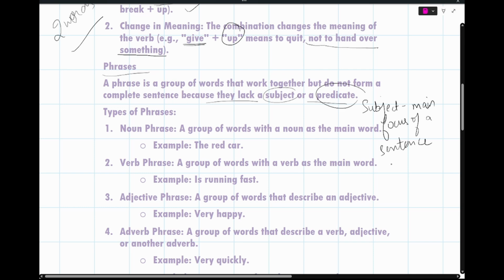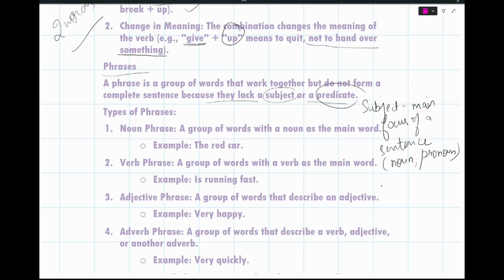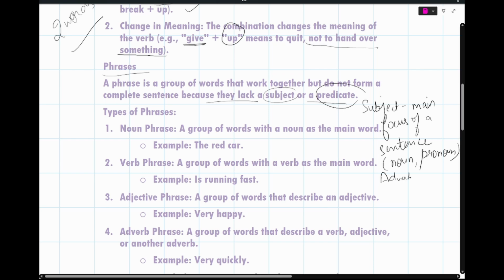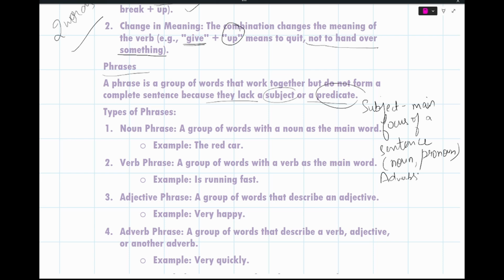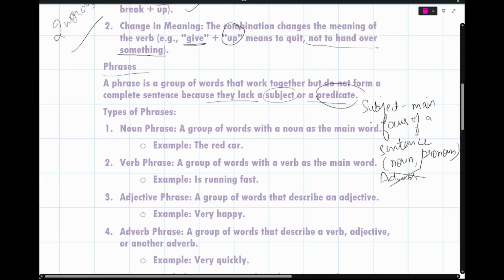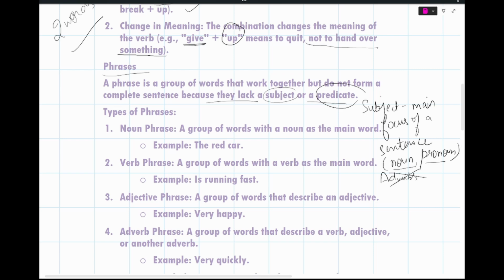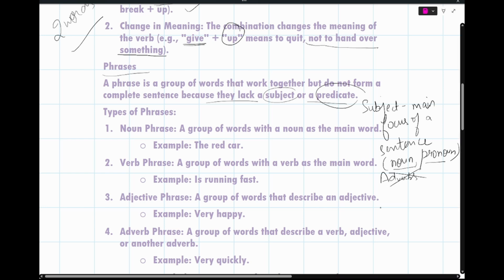Now a subject can be either a noun or a pronoun. These two components of a sentence are the only ones that can be a subject. Components like adverbs and adjectives can't be the subject. Only a noun or a pronoun can be the subject. So subject is what you are talking about, the main focus of that sentence. Clear?